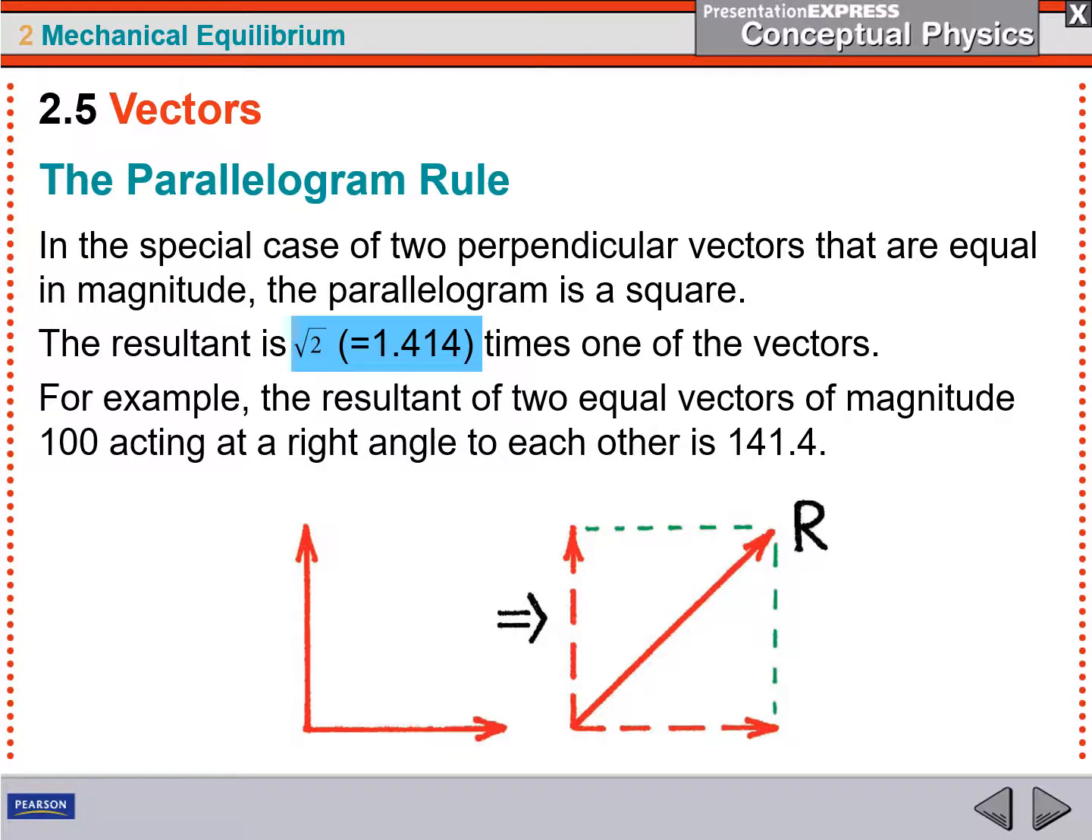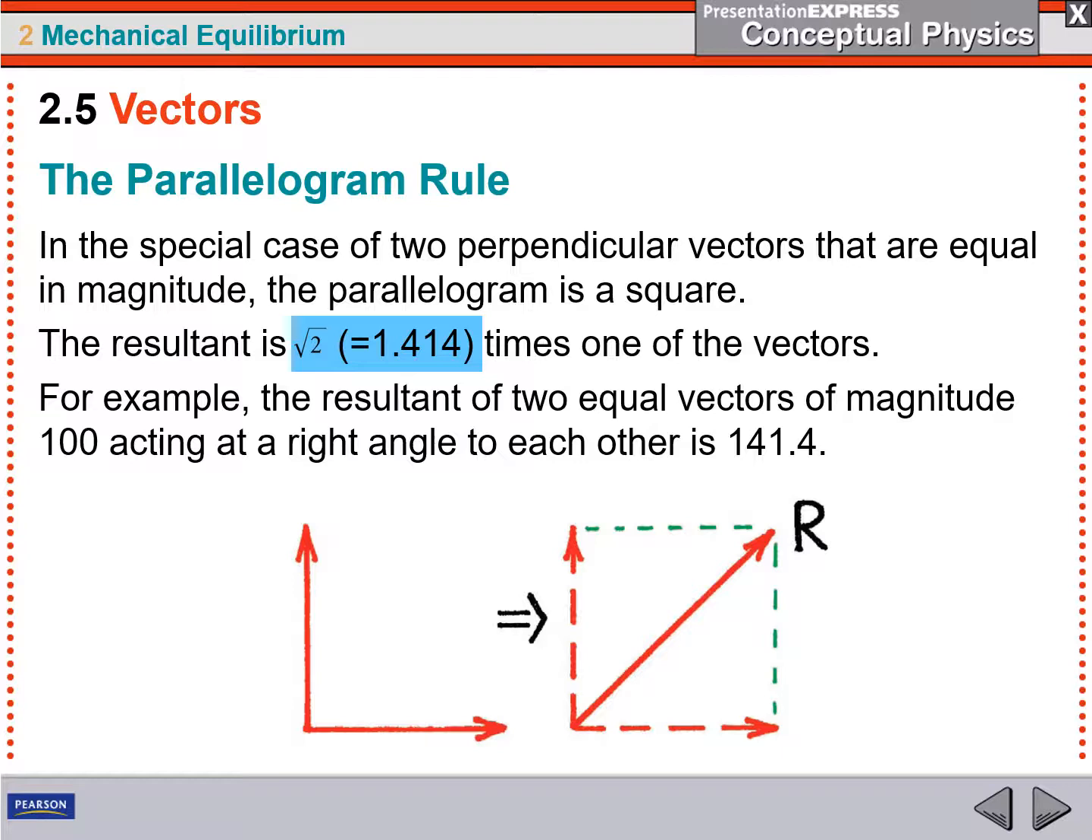Just a little side note, if you calculate how long the resultant is and compare it to how long the original vectors were, you can get an idea of the size of the net force if you draw everything to scale.